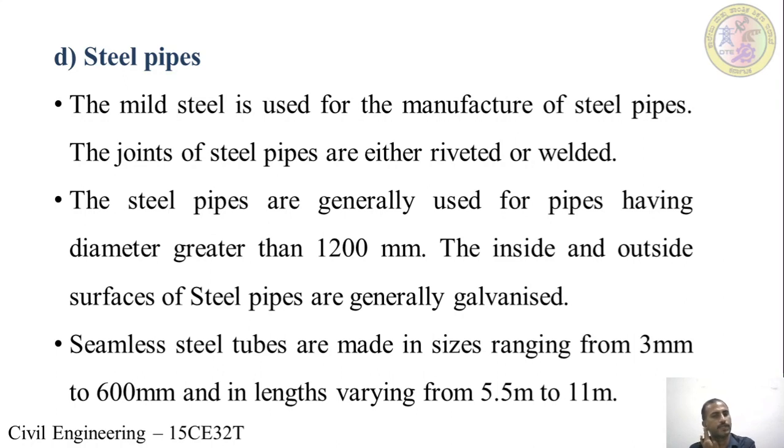The types of steel pipes are carbon steel, alloy steel, and stainless steel. They are further classified into seamless steel pipes, welded steel pipes, or riveted steel pipes. Seamless steel pipes are available in sizes 3 mm to 600 mm and length 5.5 to 11 meter.